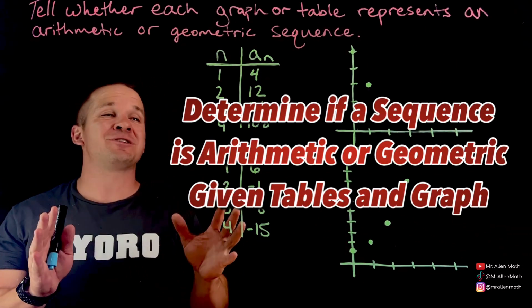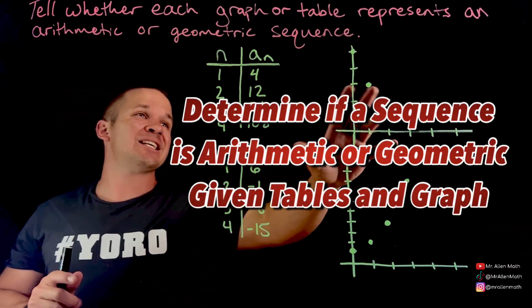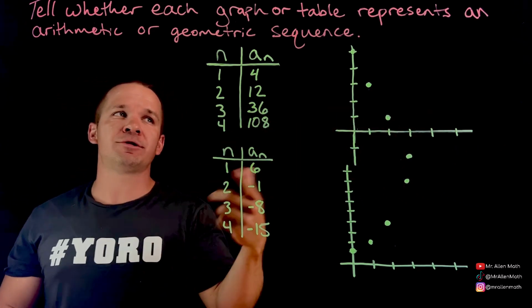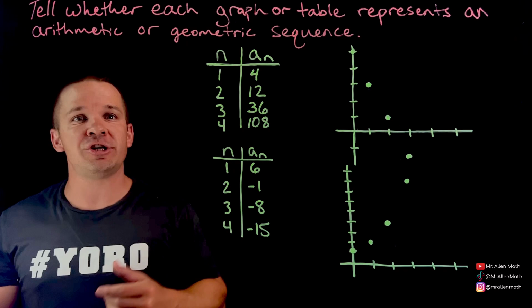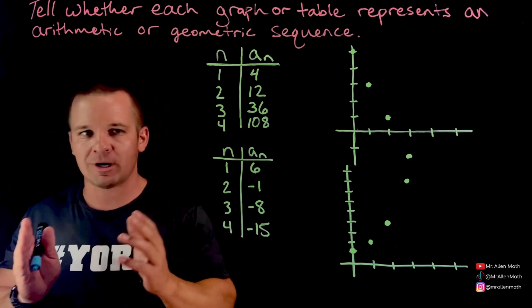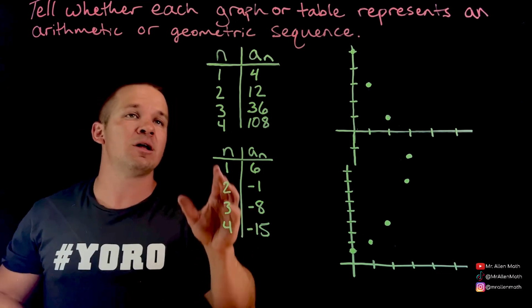Mr. Allen here with some more sequences. We got some tables and some graphs. That's kind of cool. So we want to tell whether each graph or table represents an arithmetic or geometric sequence. We're not asked to write any kind of formulas or anything like that. Just, is it geometric or arithmetic? Let's find out.